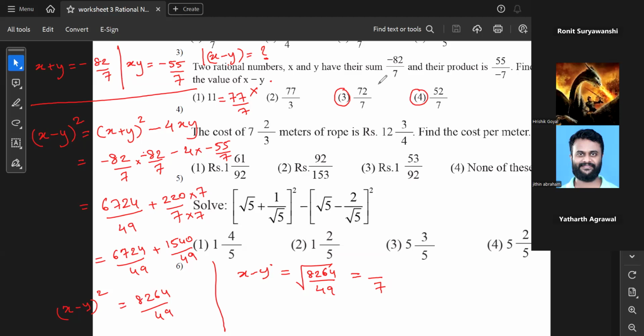This 8264 does not look like it. See, I'll tell you what I was thinking. First of all, this 8,000 something is definitely very close to this one. In fact, it is greater than 90 square, because 90 square is 8,100. So this 8,200 should be greater than 90, maybe 91 or something closer to that. First of all, it is greater than 90, which is not there in the options. And secondly, it is not a perfect square also.